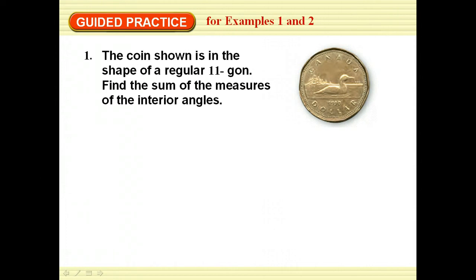So here's one for you to try. I have an 11-gon. So remember how we're going to do this.